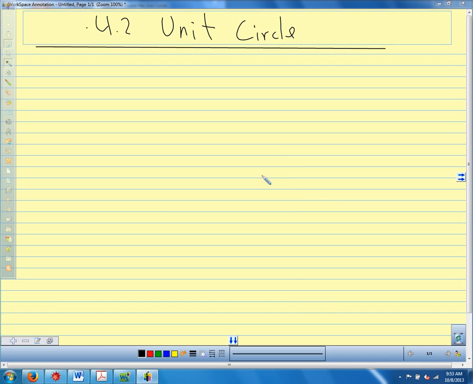All right, so the reason we call it a unit circle is its radius is 1. And this will help us out in just a little bit.